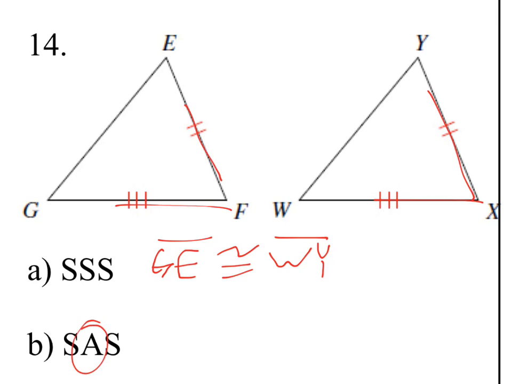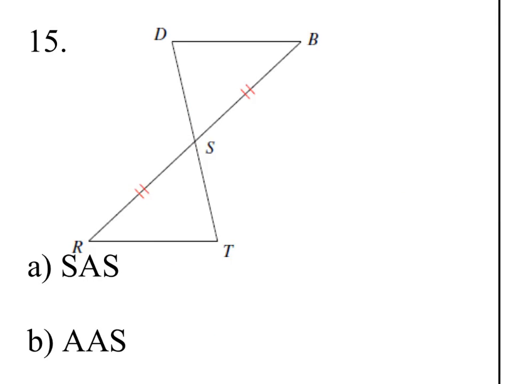And then the next part, we need to get an extra angle to go between the sides, because we already have two sides. To get side angle side, you need the angles, which are at F and at X. So we need angle F to be congruent to angle X. And that brings us to 15. Right here in the middle, you can add some congruence markings. Those are vertical angles. They're always congruent, so you can add those congruent markings there.